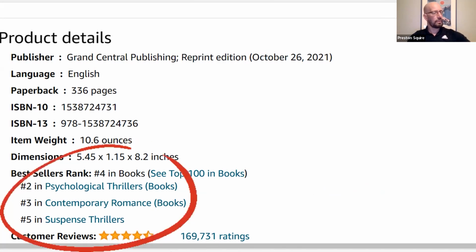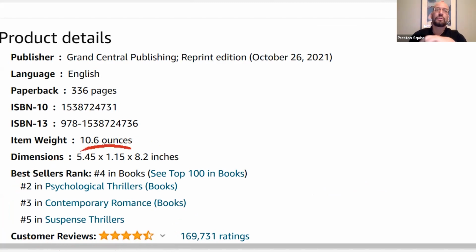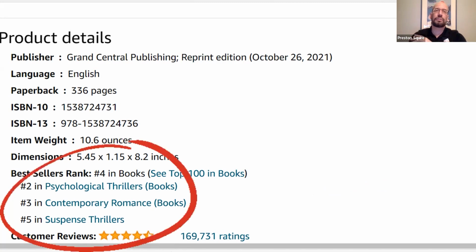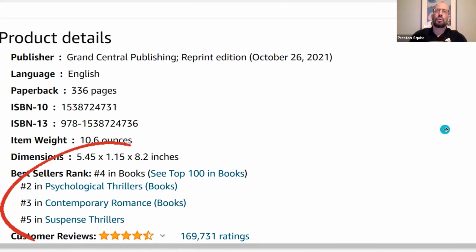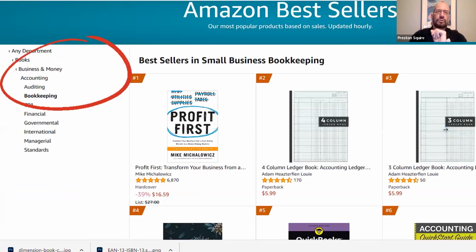Okay, so there's two ways to do this kind of category research. If you're trying to find more categories to list your book in, and categories that are more favorable to list your book in, how do we know which ones? How do we do that? How do we determine which ones are good to use?